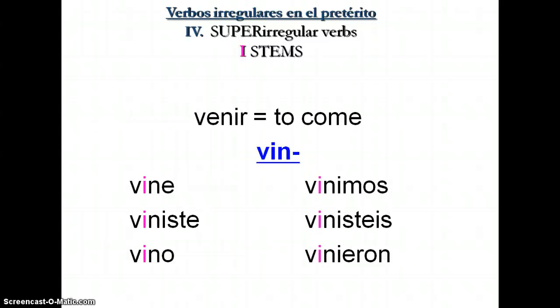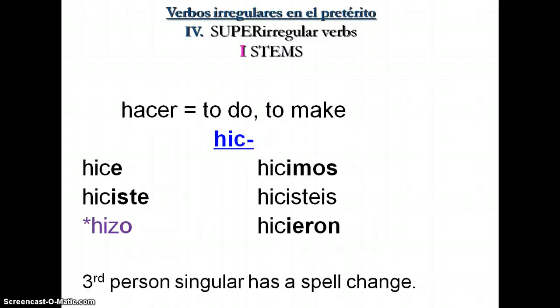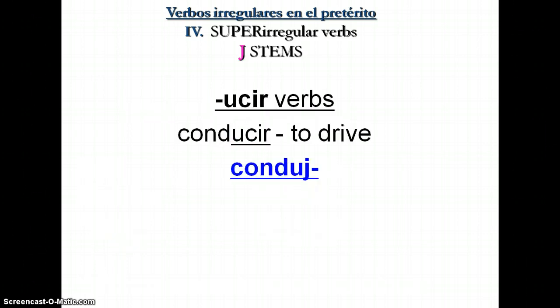Now we're moving on to the I group. Venir, the irregular stem is vin. There's an I in there. Querer, quis. Hacer, hic. And please notice in hacer, the third person singular, the C changes to a Z to maintain pronunciation.